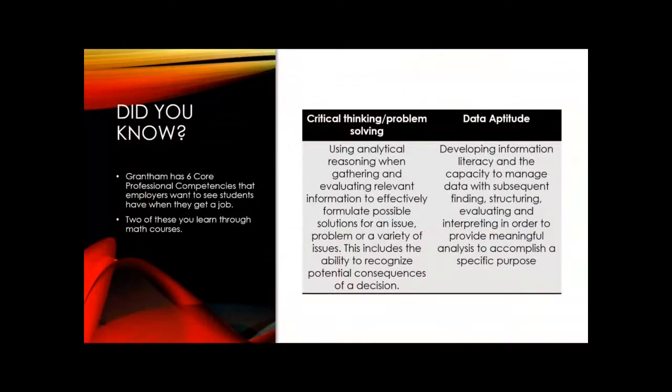So first off, did you know that as a university, we have what are called 6 core professional competencies? These are things that we have talked to employers about, and we said, these are the skills that we want your graduates to know. So these are the things that you're meant to get out of gen ed courses, and this class is a gen ed. And 2 of the ones that are relevant to math are critical thinking and problem solving, and then data aptitude. Data aptitude is pretty obviously related to math.